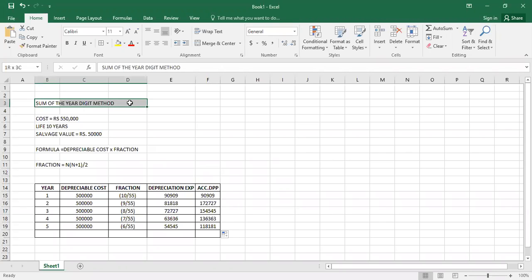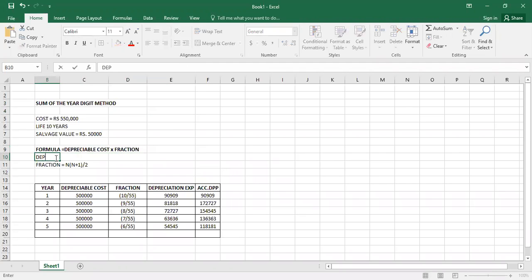So today we learn about the sum of the digits method. In the sum of the digits method, the formula is depreciable cost multiplied by fraction. Now the question is, what is actually depreciable cost? Depreciable cost is the value that is cost minus salvage value, or residual value, or scrap value.